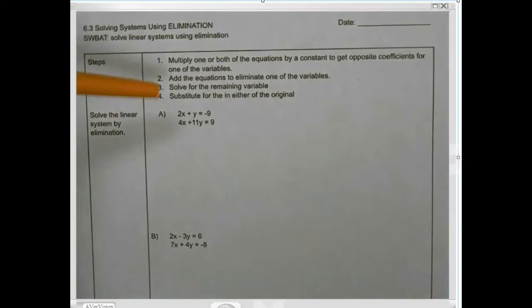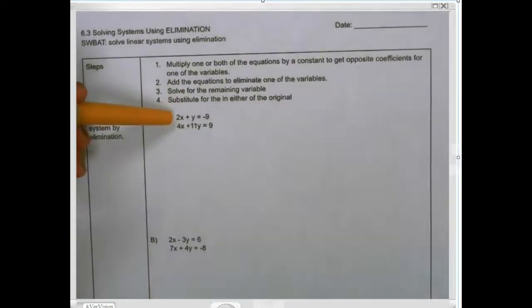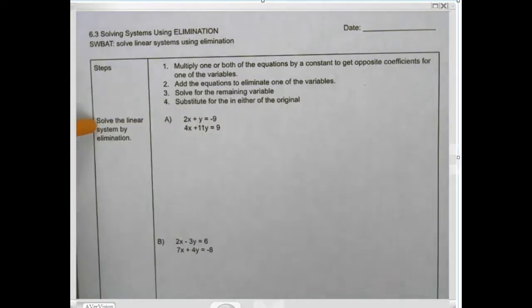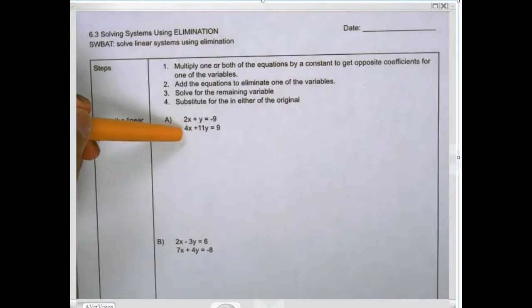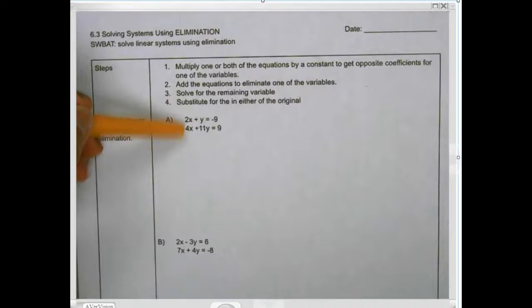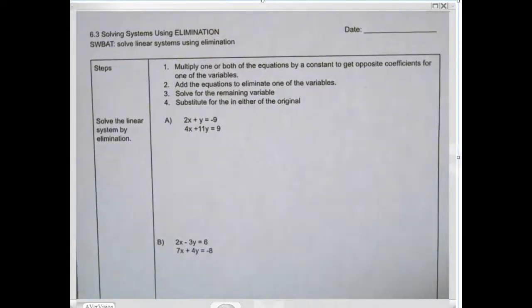I'm looking at these, and I can choose whichever one I want. My direction is solve by elimination. I can get rid of the x's or the y's. Do I have a preference? I don't. Let's just get rid of the x's because both of them seem pretty user-friendly.